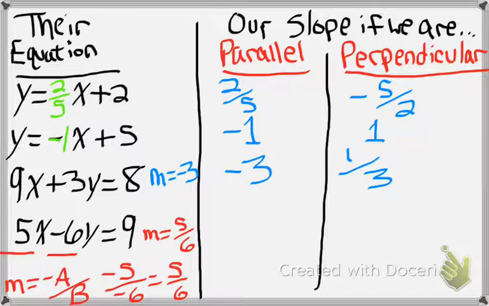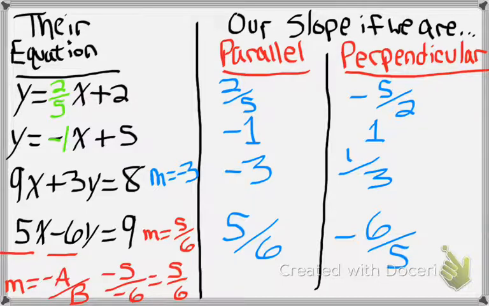All right, so if we're parallel to that, our slope will also be positive 5 over 6. Now, if we're going to be perpendicular to that, we're the opposite reciprocal. Take a moment to think about that. Hit pause if you need to. The opposite reciprocal of that is opposite, make it negative. Reciprocal, meaning flip it, so it becomes 6 over 5. That's our slope if we're going to be perpendicular.